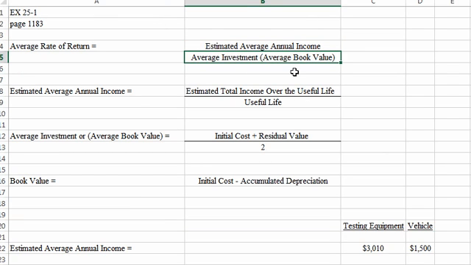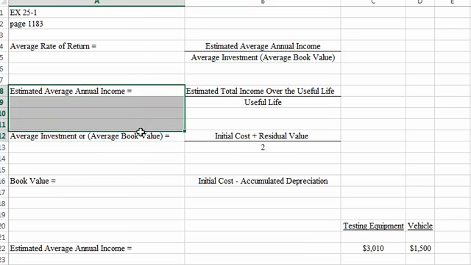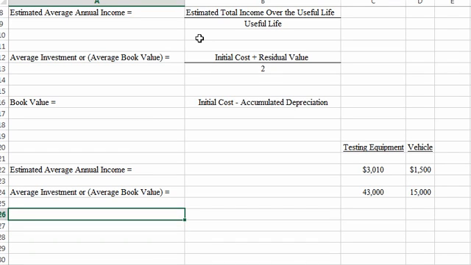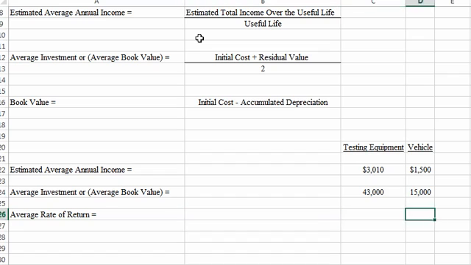All right, now remember our formula for average rate of return is estimated average annual income divided by average investment or average book value. Well, we have these two calculated now. So all we have to do is divide. If we want average rate of return, then we'll just say our 3,010 on the testing equipment divided by 43,000. It's not 0, it's just rounding. I'll show those as a percentage. And then the same thing here. So 1,500 divided by the 15,000. You can already tell which one's going to be better.